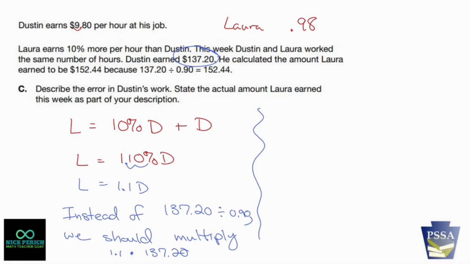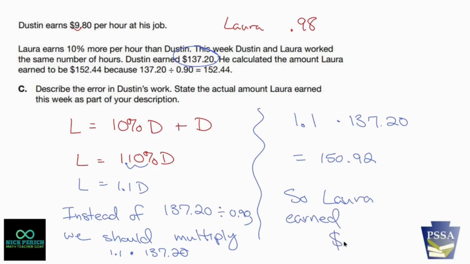So let's throw that into our calculator. So 1.1 times 137.20 actually equals 150.92. Okay, so Laura actually earned $150.92. Yeah, man, kind of tricky stuff. But that's our open-ended, and we're done.